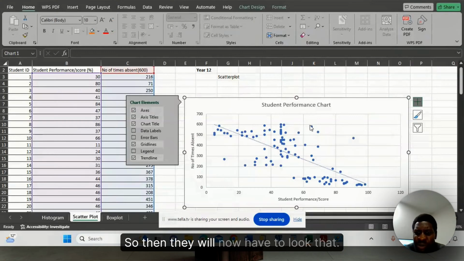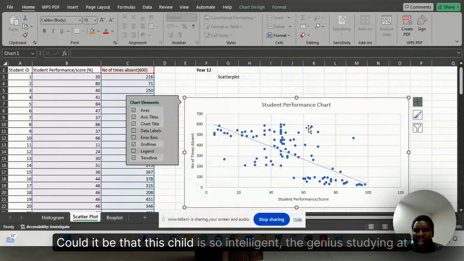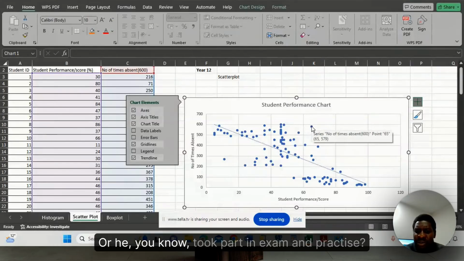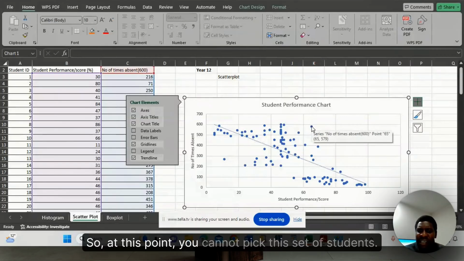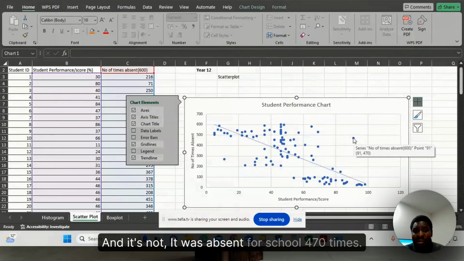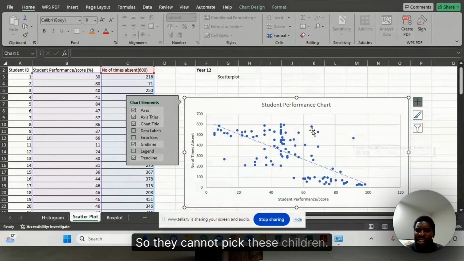So they will now have to look at this. From here we can deduce something: this is not normal. Could it be that this child is so intelligent, is a genius, studying at home, or took part in exam malpractice? So at this point, you can now pick this set of students, pick this one too that had 91%, and was absent from school 470 times. And they had 91%. So they can now pick these children.